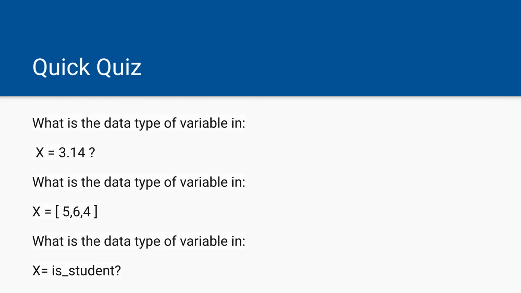Here is a quick quiz to test your understanding. What is the data type of the variable when x equals 3.14? What about when x equals 564? Finally, what is the data type of x equals is_student?